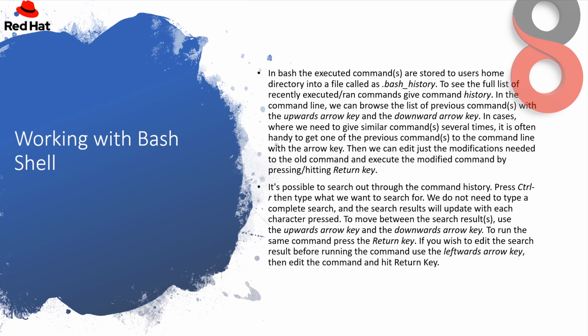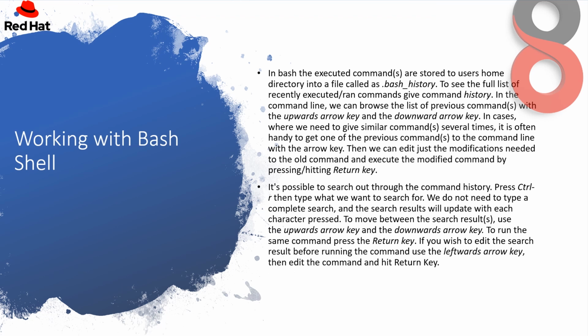In the command line, we can browse the list of previous commands with the upwards arrow key and the downwards arrow key. In cases where we need to give similar commands several times, it is often handy to get one of the previous commands to the command line with the arrow key. Then we can just make the modifications needed to the old command and execute the modified command by pressing the return key.